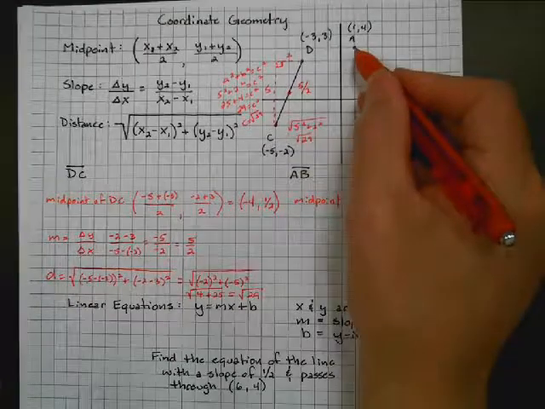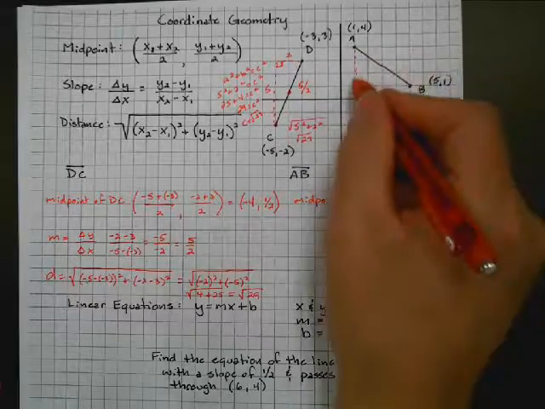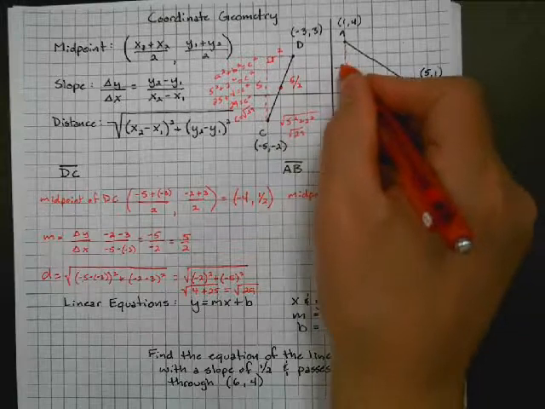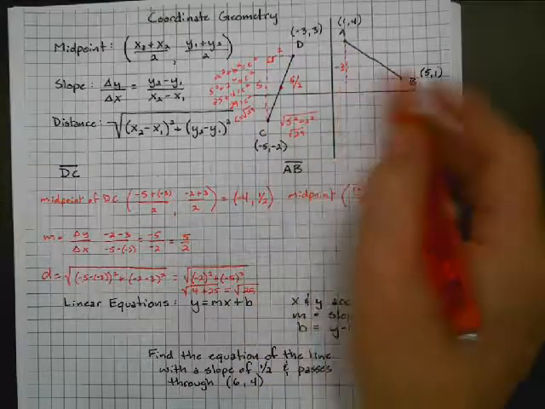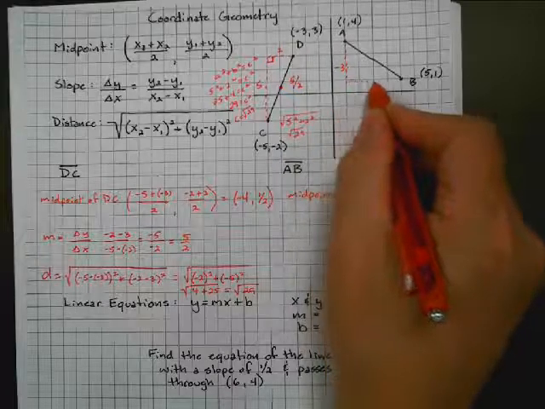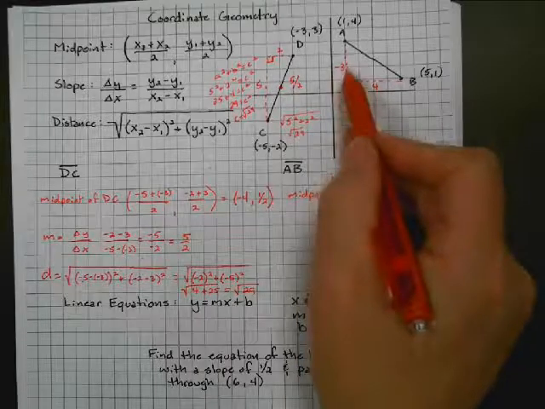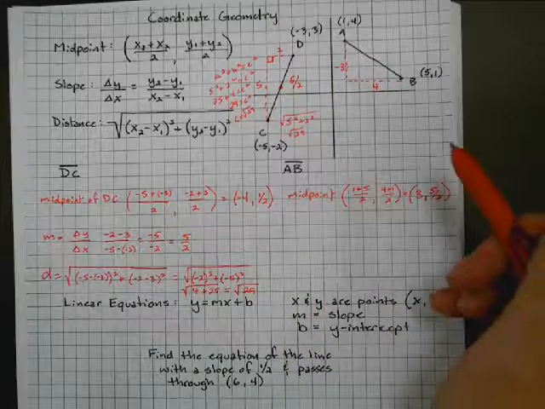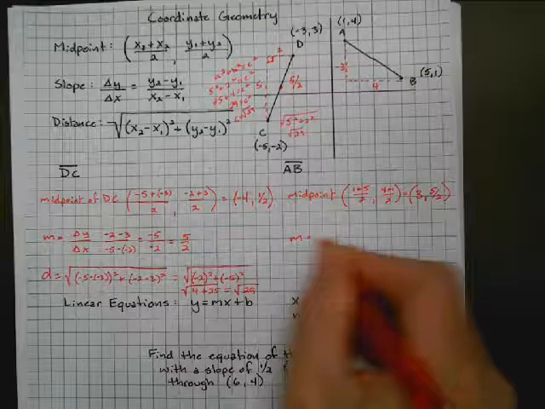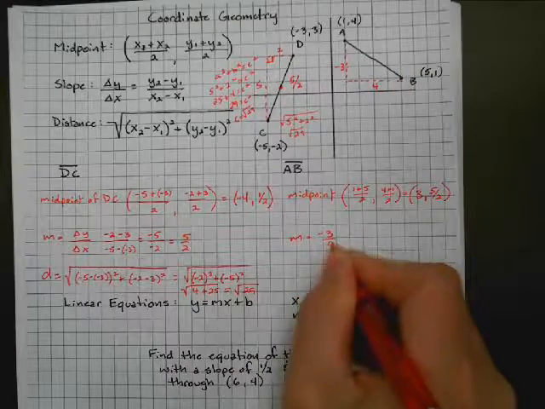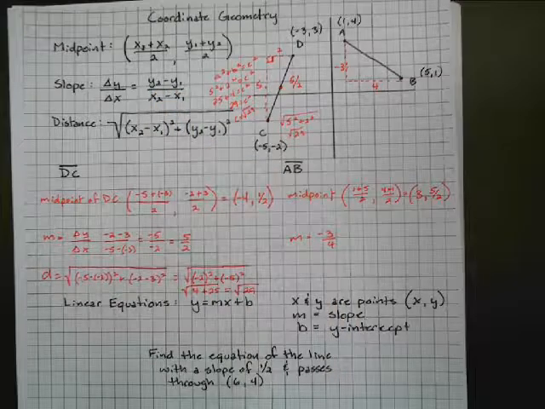This one goes down 1, 2, 3, so it goes down 3, direction matters. This one was going up, this one's going down. And then over 1, 2, 3, 4, so over 4. So this one has a slope of -3 over 4. So that's our slope. Remember, you can do the y2 minus y1 over x2 minus x1 to find those same two numbers.